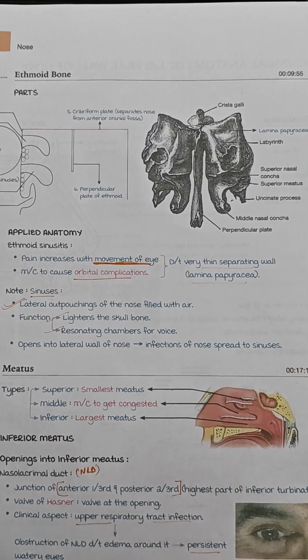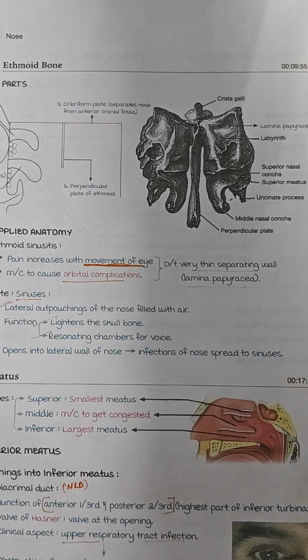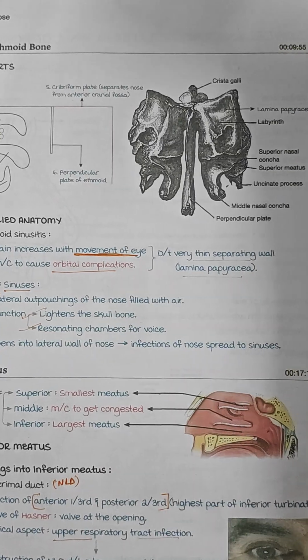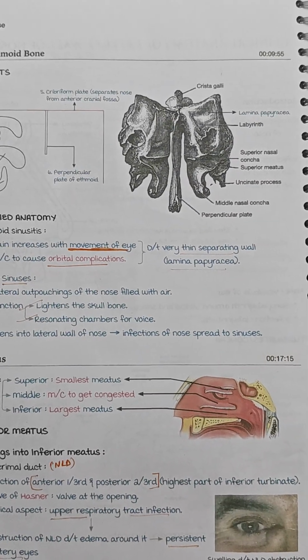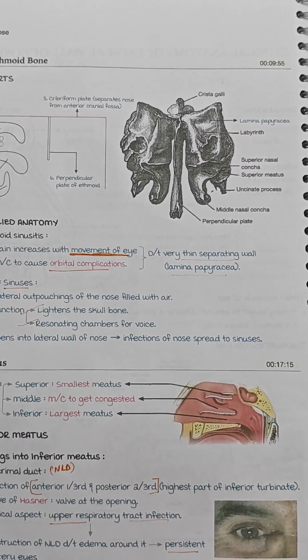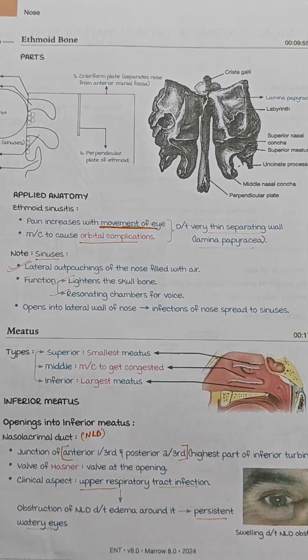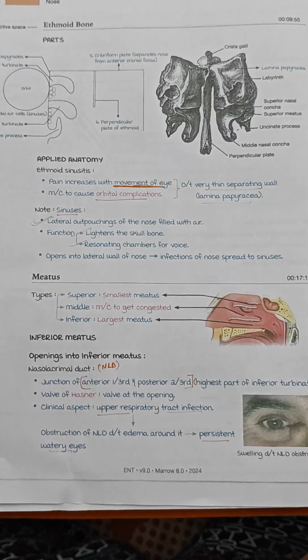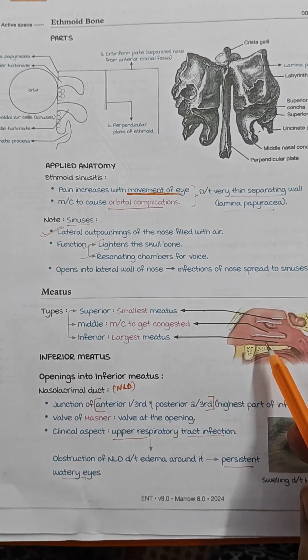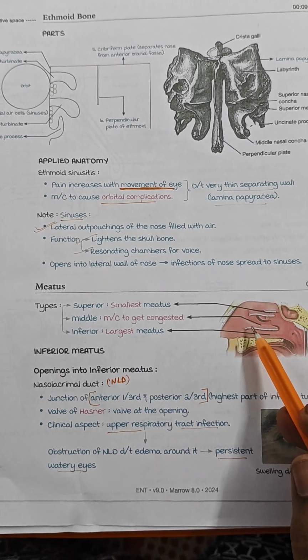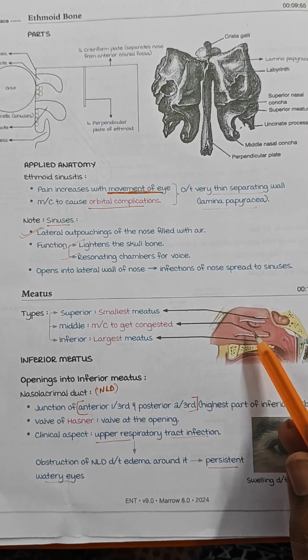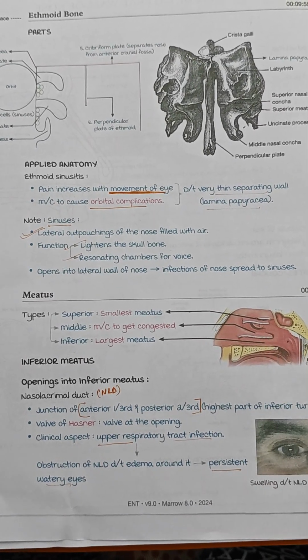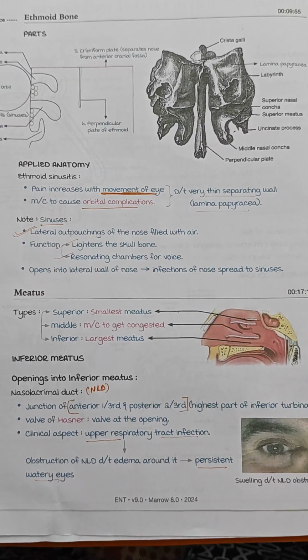Now lateral to the turbinates, between the turbinates and the lateral wall, there are the respective meatus we have also discussed. As we can see in this diagram, there are the inferior meatus, middle meatus, and superior meatus. The inferior meatus is the largest one, the middle is the most common to get congested, and the superior is the smallest one.